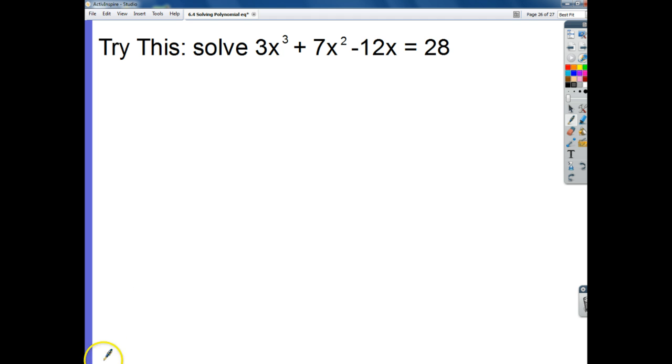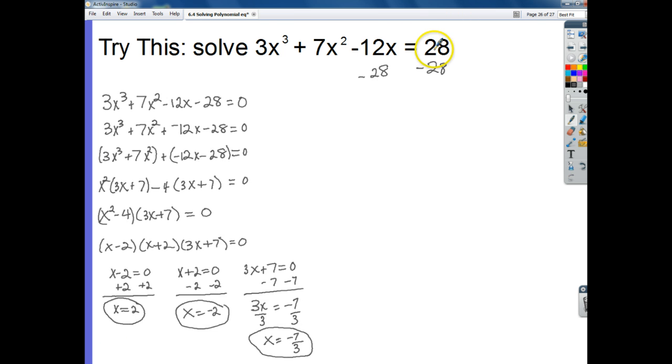And let's try this one. Alright, getting the equation equal to 0, we subtract 28 from both sides. We get this 4-term polynomial on the left-hand side. We try to factor it by grouping. We look at the middle sign, it's minus, so we change it to plus and negative. We then put the parentheses in around the plus sign to create 2 binomials.